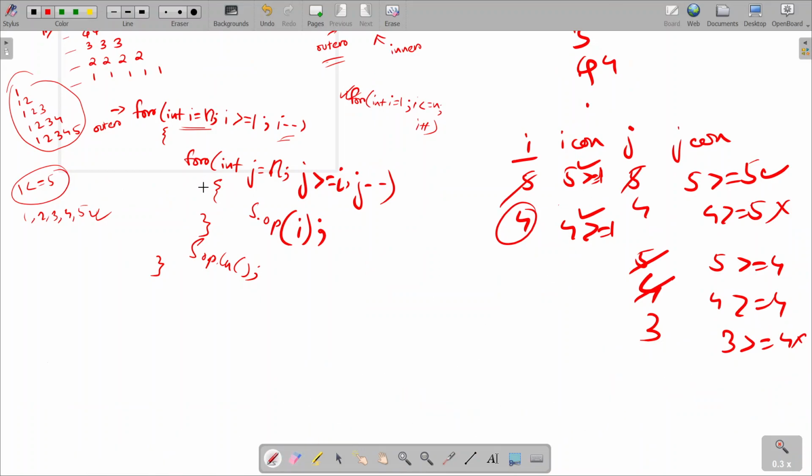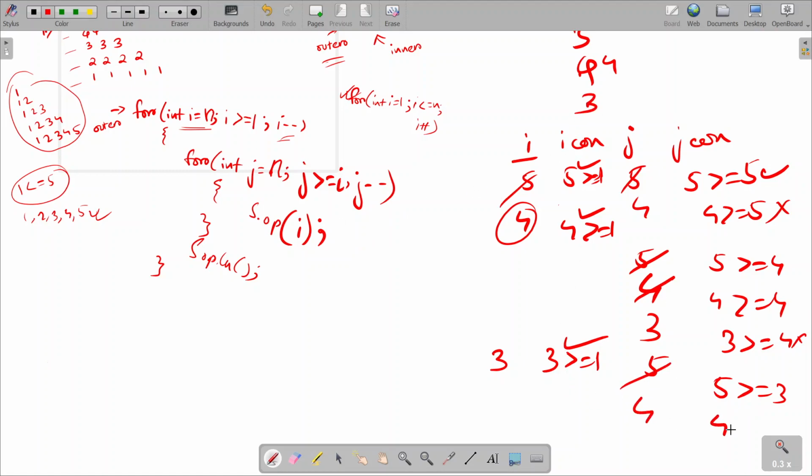So now i's value is getting decremented again and it's turning 3. i's value is 3 now. The condition is checked, 3 greater than or equal to 1. Yes, satisfied. j will be initialized to 5. So what is the condition over here? 5 greater than or equal to 3. Yes. So it's entering and printing i. i is now 3, so it will print 3.